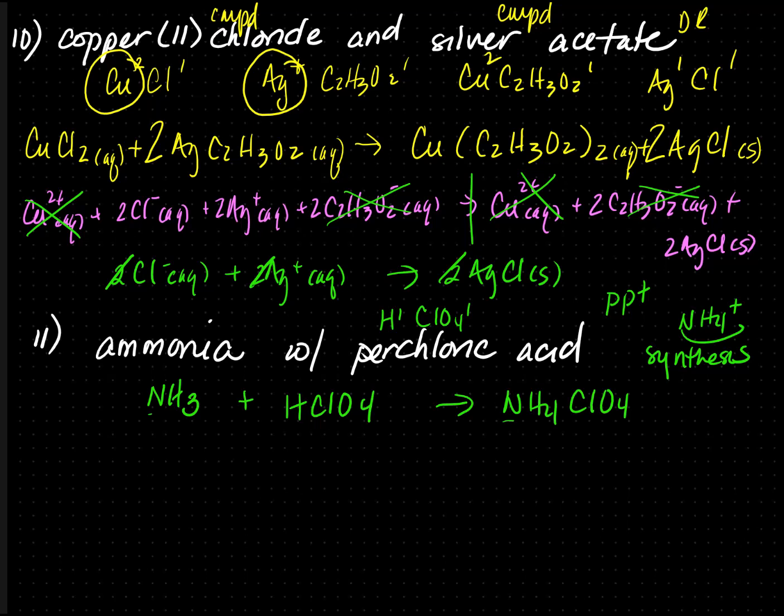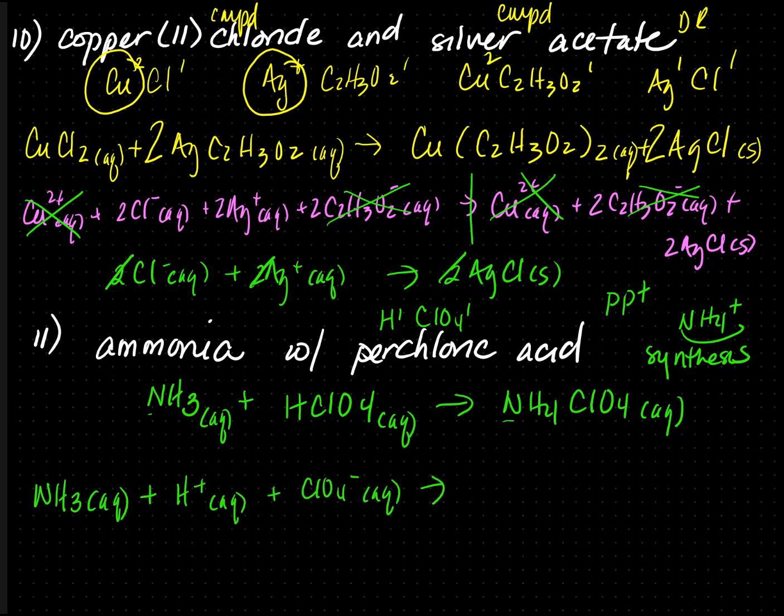Ammonia is a weak base, AQ. Again, you need to memorize ammonia for the future. Perchloric acid is a strong acid, AQ. Anything with NH4 is soluble, so that's AQ. This is our molecular equation. Since NH3 is a weak base, we cannot break it down. It's like a weak acid, so we leave it as is. Perchloric acid is a strong acid, so it breaks down. Ammonium perchlorate is aqueous, so it breaks down. So this is our complete ionic equation.